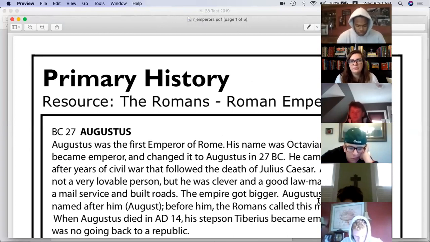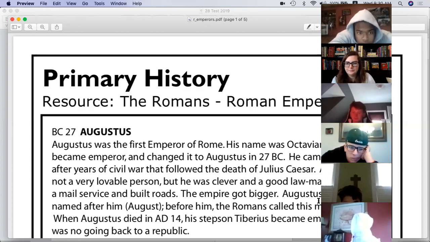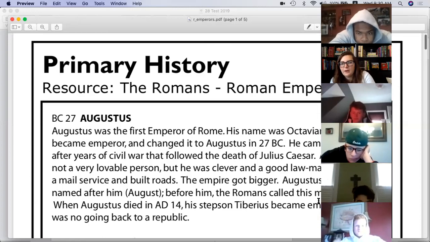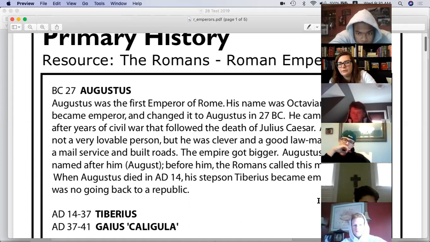He came out on top after years of civil war that followed the death of whom? Julius Caesar. Yep. The original Caesar. Who was Julius to him? That was the uncle. Father-in-law. His adopted father, his uncle, his father-in-law. Augustus was not a very lovable person, but he was clever and a good lawmaker, and he set up a mail service and built roads. The empire got bigger. Augustus had a month named after him, August, and before him, the Romans called this month Sextilis, because it was the 6th month. Very creative. And when Augustus died in 14 AD, his stepson Tiberius became emperor, and there was no going back to a republic. It was going to be an empire from now on.